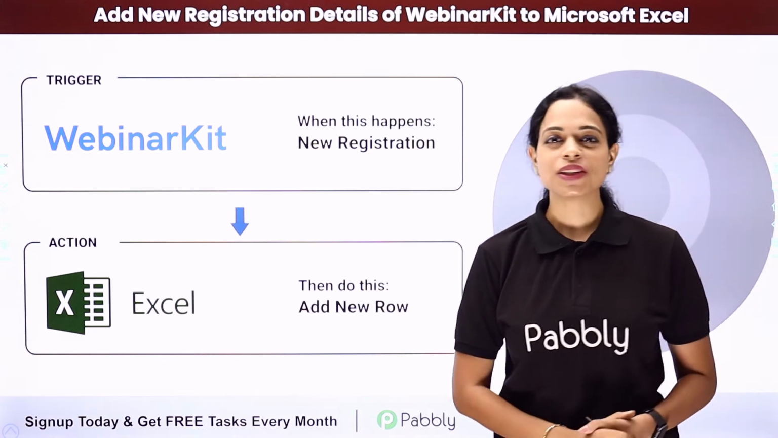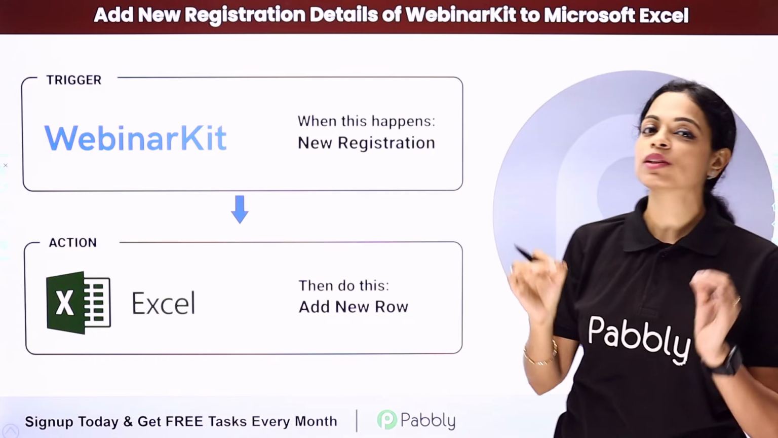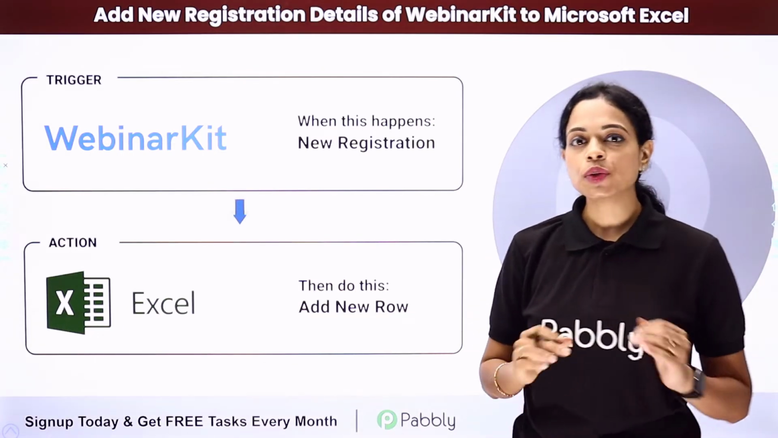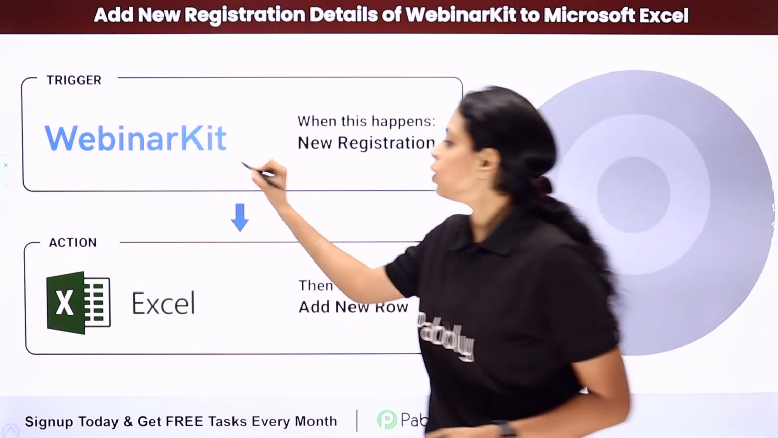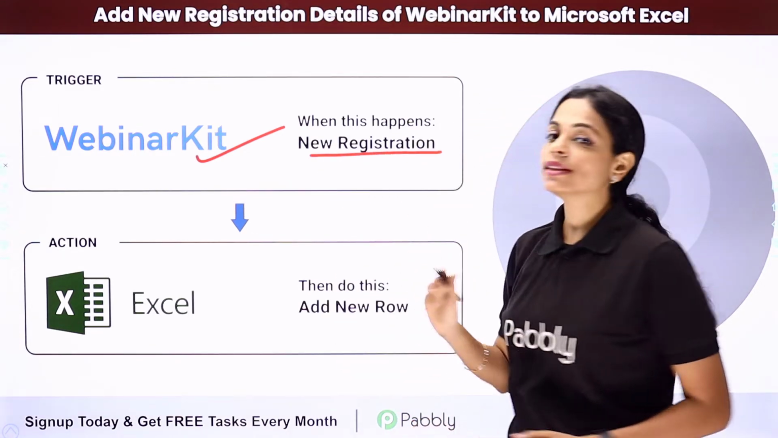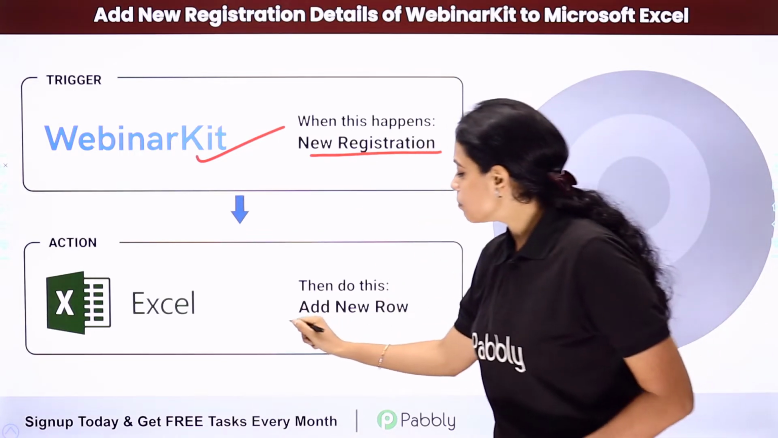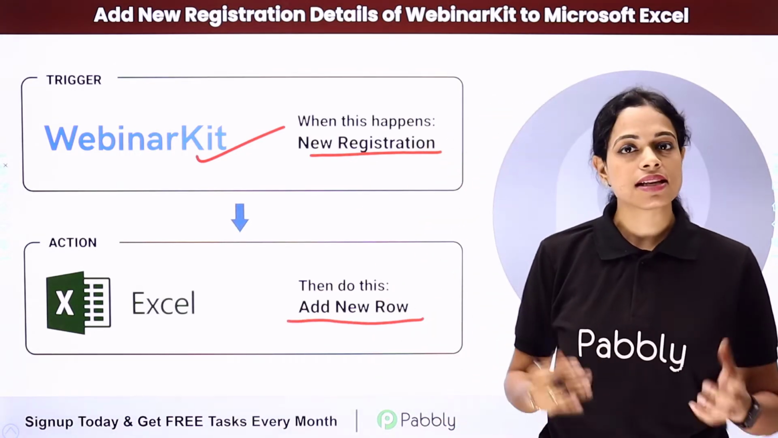In this video, we are going to see how to add new registration details of WebinarKit to Microsoft Excel. So let's say you're using WebinarKit as an auto webinar solution, and here you want that every time there is a new registration, these details should be collected on a Microsoft Excel spreadsheet as a new row.